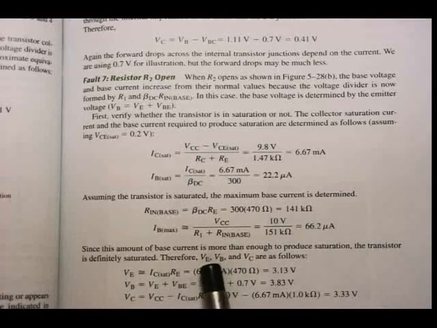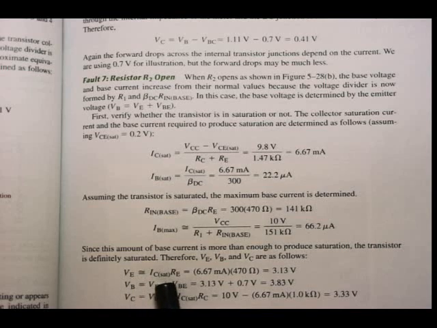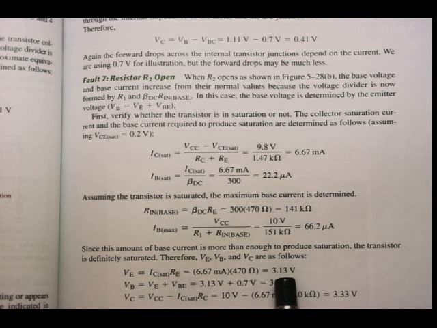Therefore, VE, VB, and VC are as follows. VE is going to be IC sat times RE, Ohm's law. VB is going to be VE plus VBE, Kirchhoff's law. And VC is going to be VCC minus IC sat times RC. So these are the voltages that I will measure in this condition.